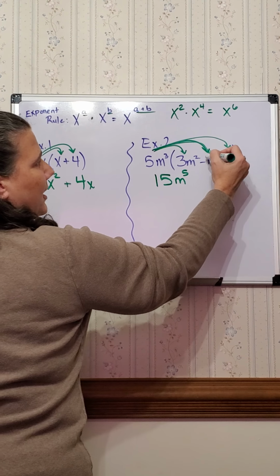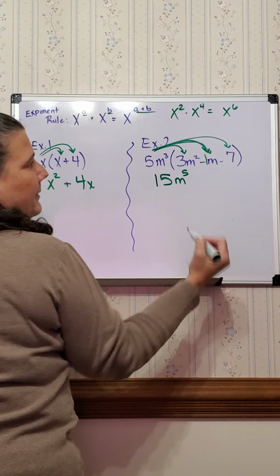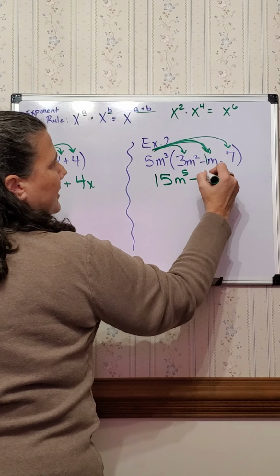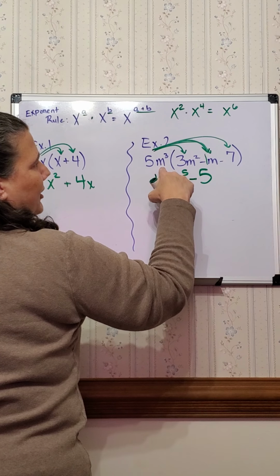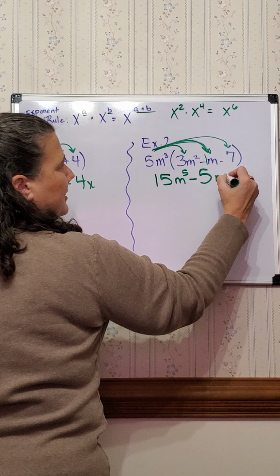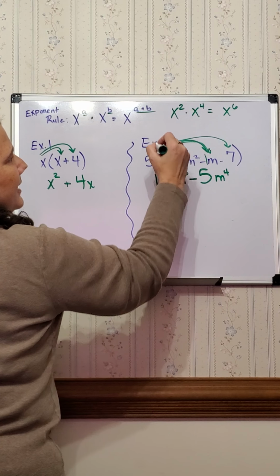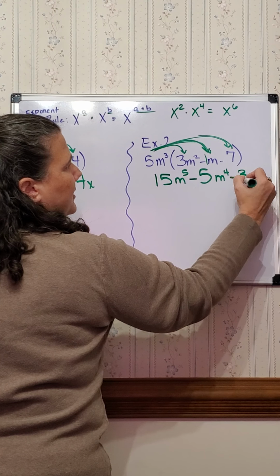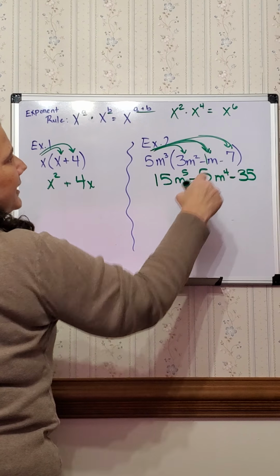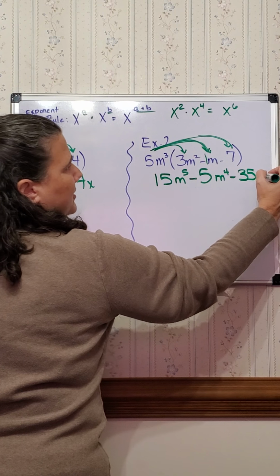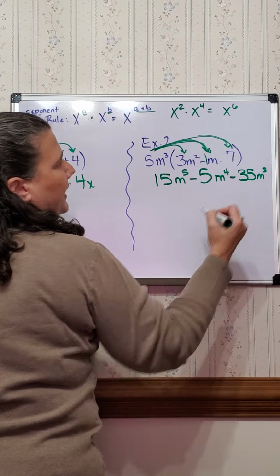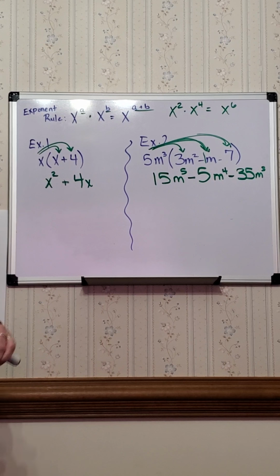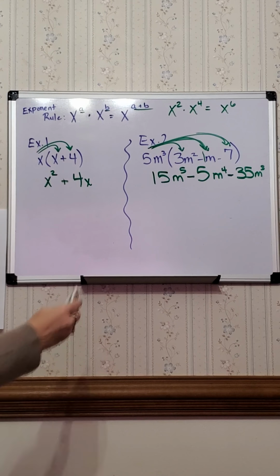Remember, if there's no coefficient in front, it's automatically understood to be a 1. So 5 times negative 1 is going to give me negative 5. I've got 3 m's and 1 m, so that's going to give me 4 m's. Now I'm going to distribute to this last number. 5 times negative 7 is going to be a negative 35. I don't have any m's here, so I bring over those 3 m's. So this is distributive. You've used distributive before. You should be pretty familiar with this.